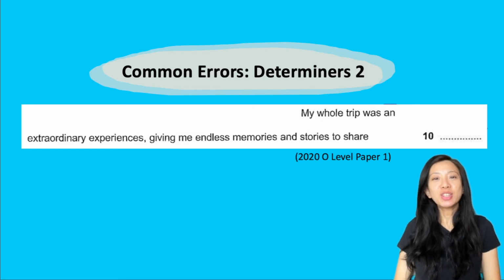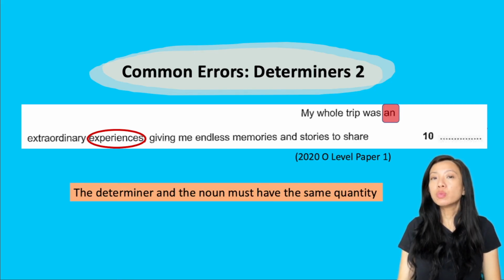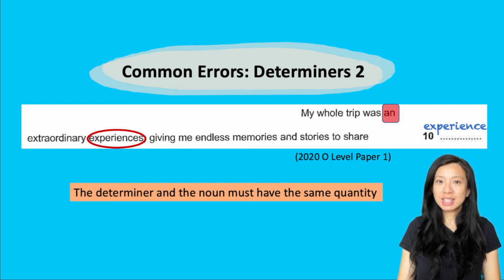Okay, moving on, can you try to identify the error in this next question? The error is in the word experiences. And my clue in this sentence is the word an. Always remember that the determiner and the noun must have the same quantity. Therefore, the correct answer is experience. So the sentence should read like, my whole trip was an extraordinary experience.